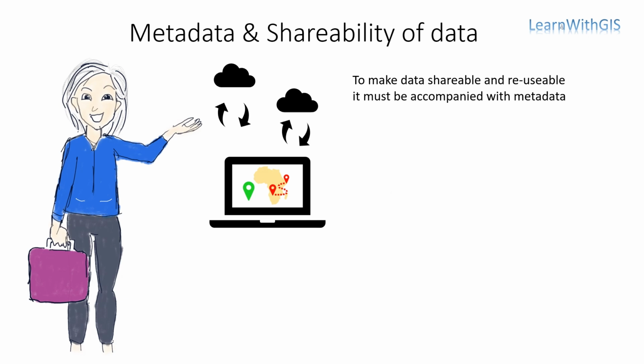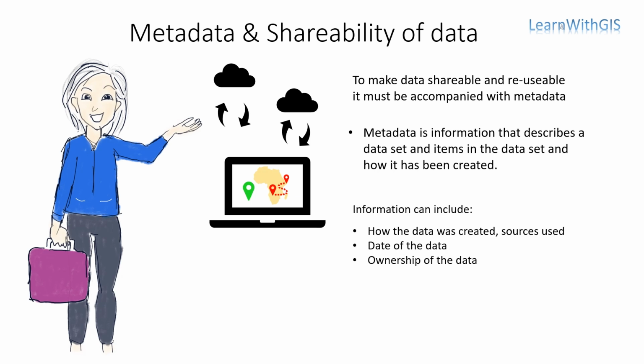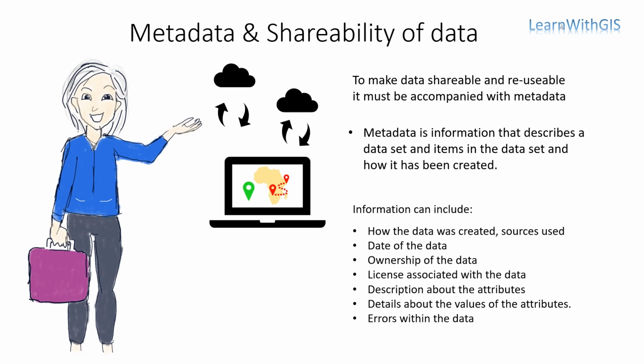Making data shareable and reusable, it must be accompanied with metadata. Metadata is information that describes a dataset and items in the dataset and how it has been created. A variety of information can be included. Metadata essentially provides a brief set of information about the data so that you know how it has been made, whether you can use it for analysis or share it.